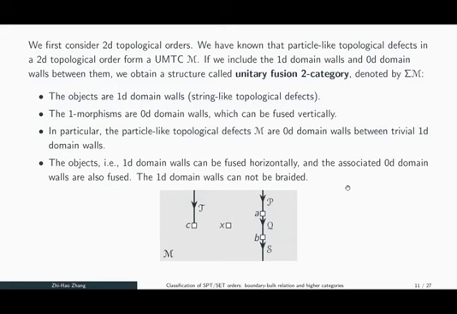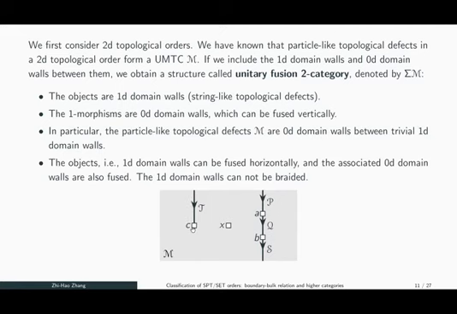Now we try to include 1D domain walls or 0D domain walls between them. So we obtain a very large mathematical structure. It is called the unitary fusion 2-category, and we denote it by ΣM. So what is this fusion 2-category? Its objects are 1D domain walls. In the following picture, P, Q, S, T are just 1D domain walls, and they are also string-like.